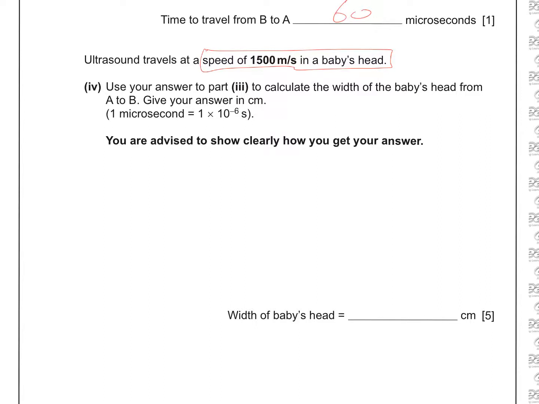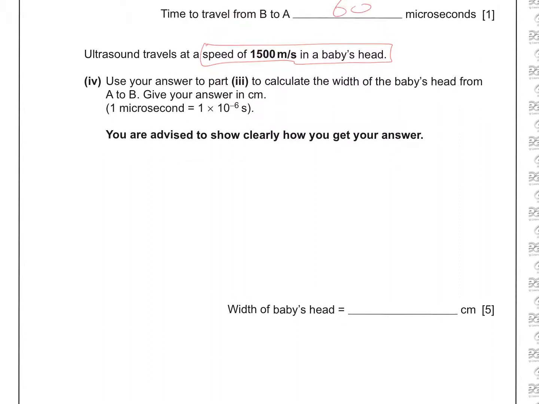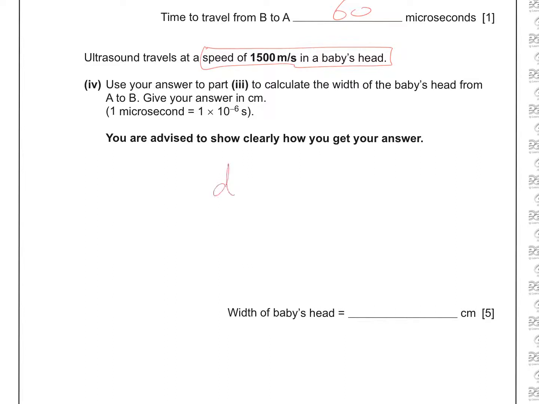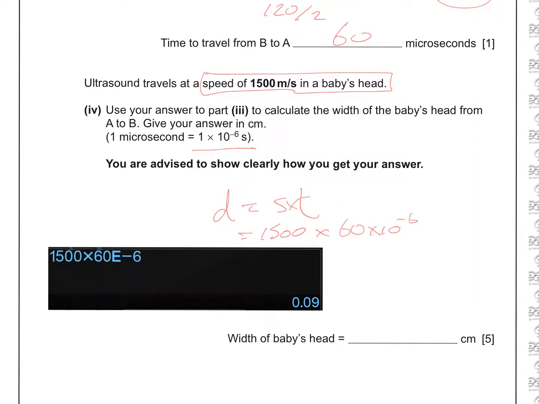and we have a time. So distance is speed times time, and that's our 1500 times our 60 microseconds, which is 60 times 10 to the minus 6. Remember, we were told micros are 10 to the minus 6. We just put that through the calculator, and that comes to 0.09 of a meter, which is going to be 9 centimeters.